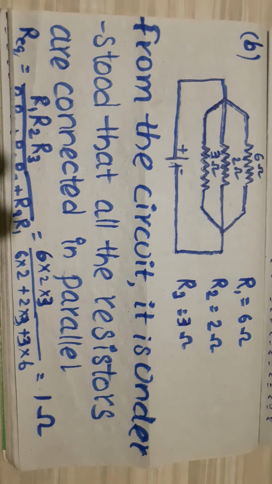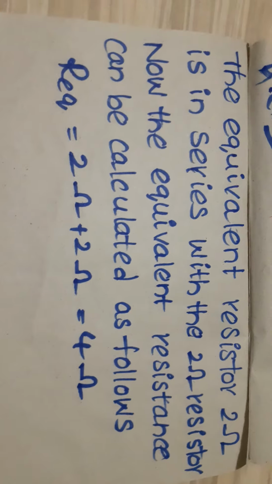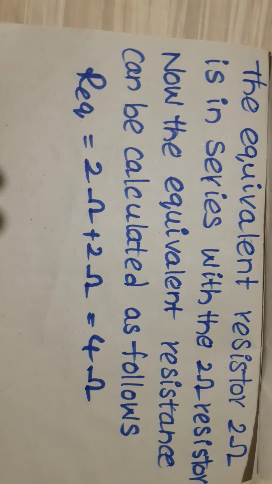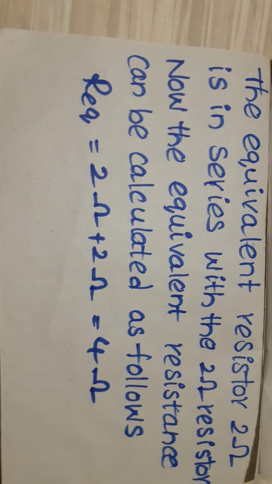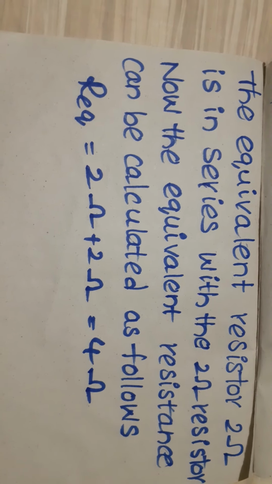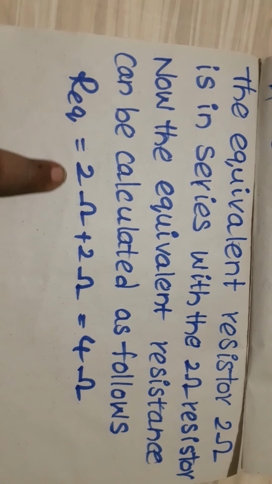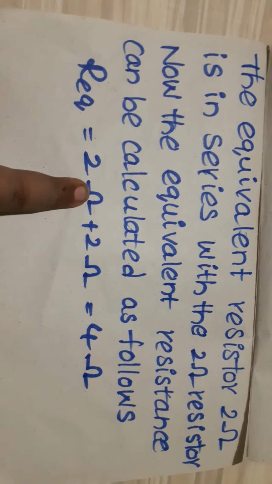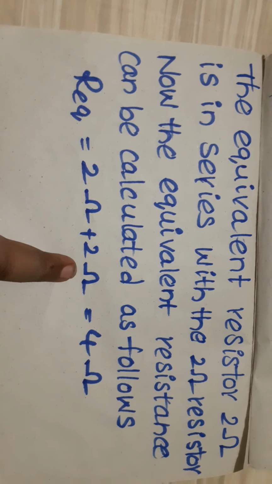Now we have to find out the series combination value. The equivalent resistance of 2 ohms is in series with the 2 ohms resistor. Now the equivalent resistance can be calculated. It is in series combination, so the formula is R equivalent equal to R1 plus R2. This 2 ohms is the total equivalent resistance of the parallel combination, connected in series to the 2 ohms resistor: 2 ohms plus 2 ohms, 4 ohms.